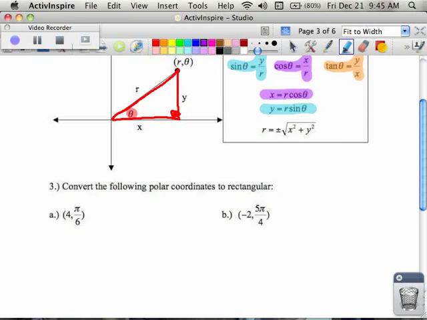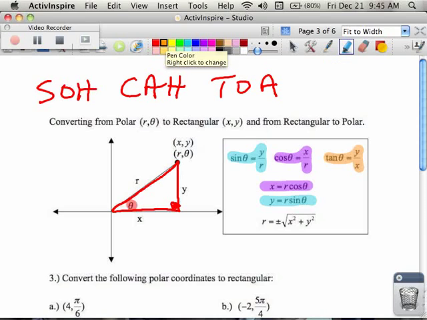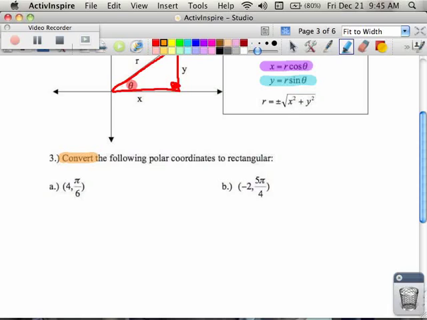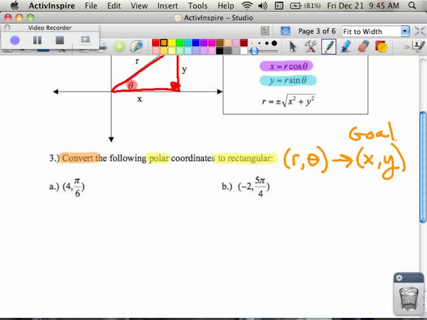So now we look down below and notice how the phrase is saying convert. That means that instead of being in r theta, I want to be in x, y. So when they say that you're changing from polar to rectangular, what that's saying to you is that you're going from r and theta to x and y. So this is your goal. You're trying to get into x and y.